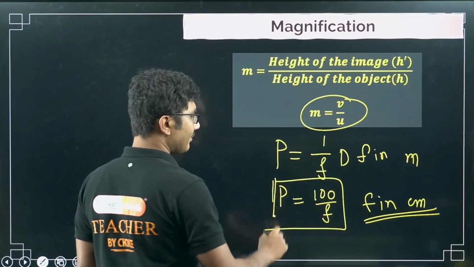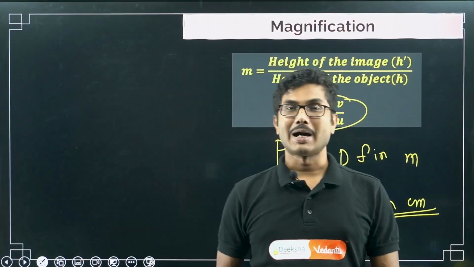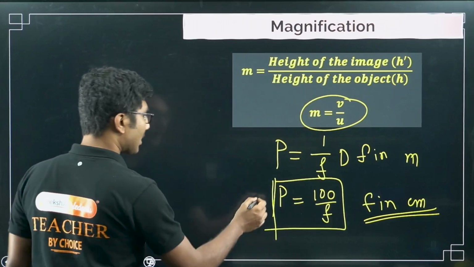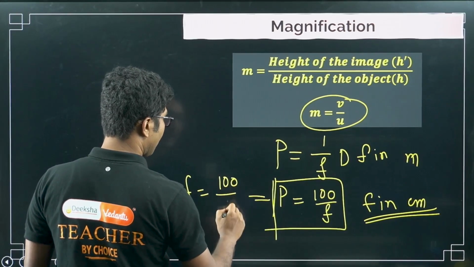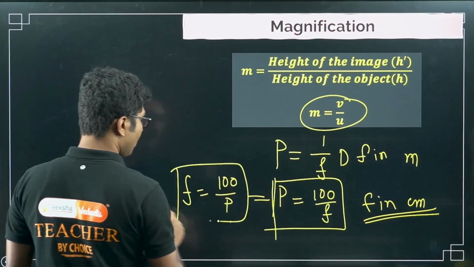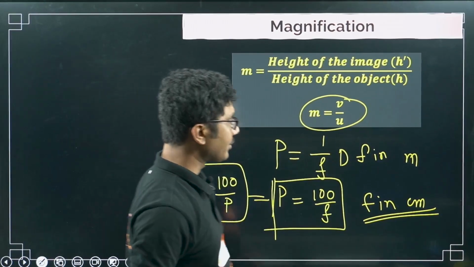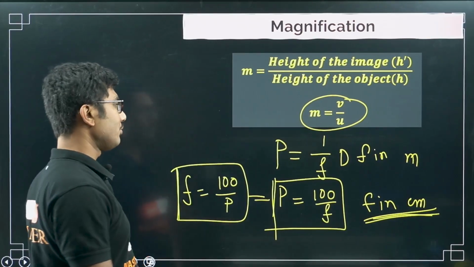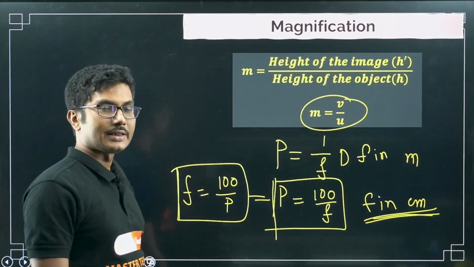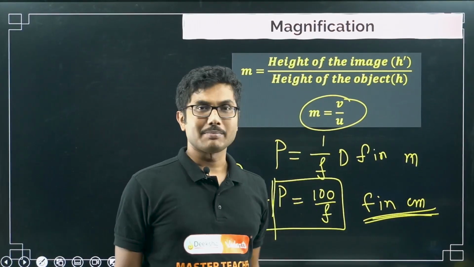Power, generally focal length is represented by centimeters. And there is one more relation, that f equals 100 by p. This is also a very useful equation, but in this case focal length is in centimeter. That is the basic difference. We have compensated for centimeter to meter conversion by multiplying by 100.